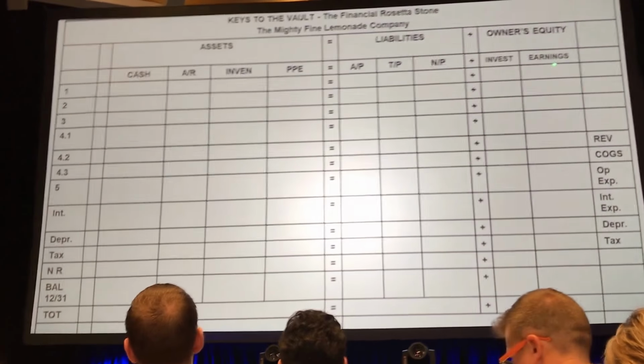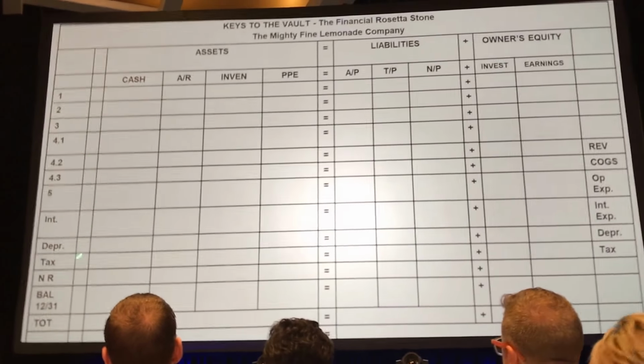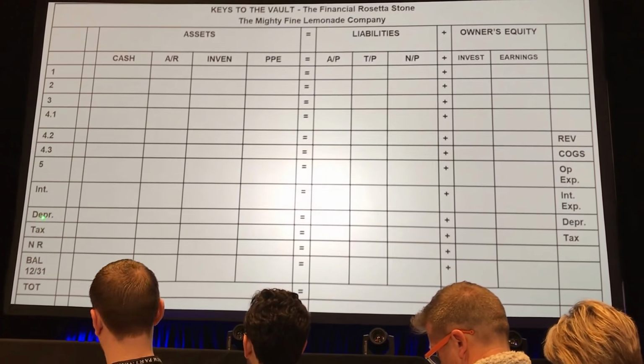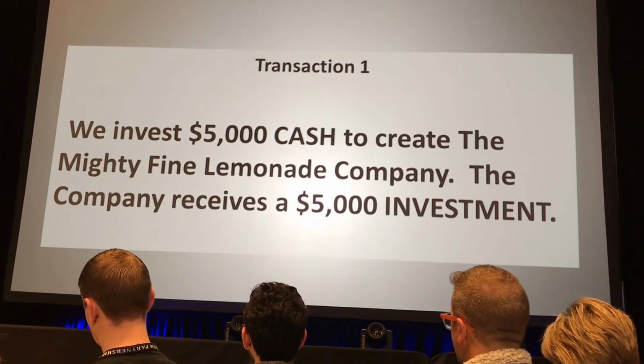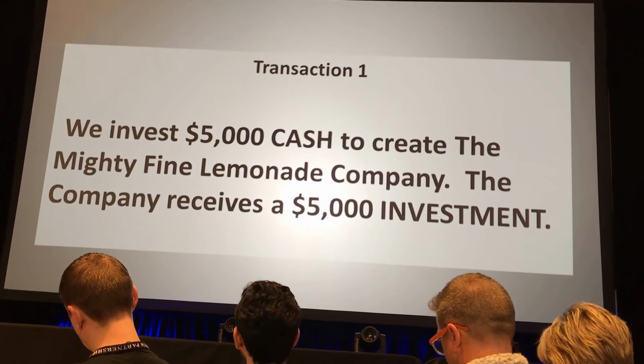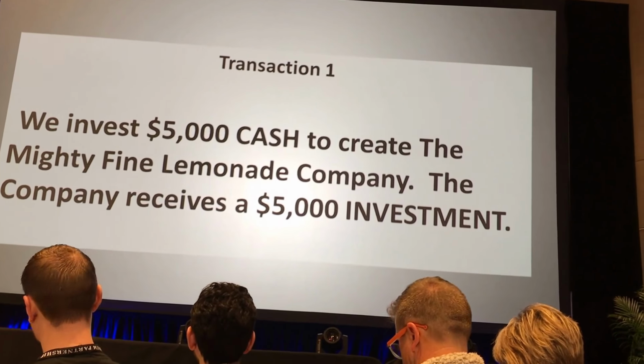and the earnings of the business. Here's transaction numbers on the left-hand side. So let's start. Here's transaction number 1. So you can turn to page 117 in your notebook. You're going to do this.